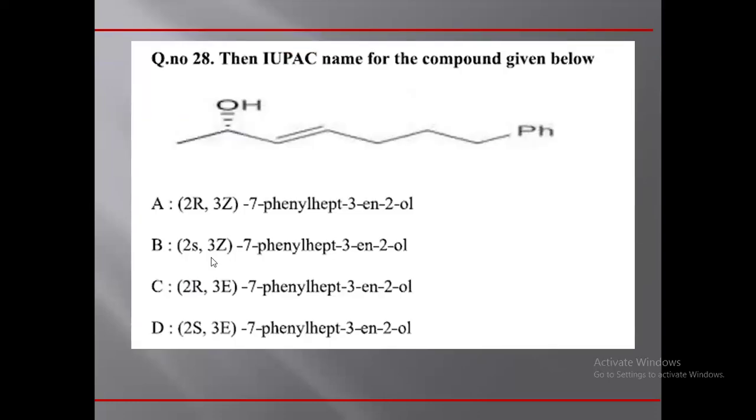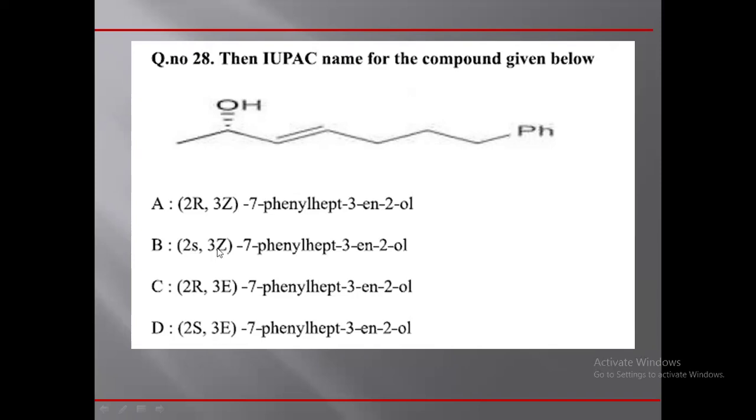Question number 28. The IUPAC name of the following compound is given below. Here you have to find out the IUPAC name. So how will you solve this problem? See A, B, C, D. In option A, Z is there, but you can see in the structure there is no Z olefin, so the first option is not correct. B also has 2S 3Z. Again in the stereochemistry, you can see in the structure this is E. So options C and D remain, and in that you have to find out again.